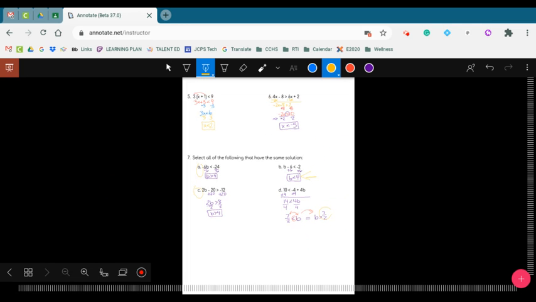Okay, let me know if you guys have any questions. Make sure you understand number 7, because that one will probably be on the test or the quiz. You guys can get started on your homework now.